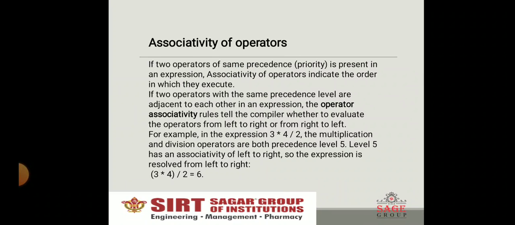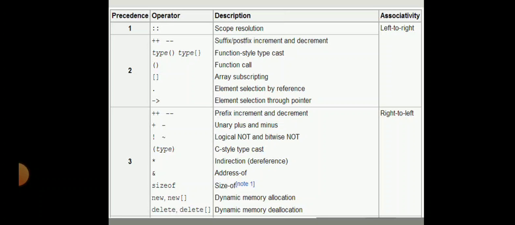In associativity, if two operators of the same precedence are present in the expression, then the associativity of the operator indicates the order in which they execute. It means when they have the same precedence, how can we decide which one will be executed first? So the associativity rule defines which one will be executed first. So these are the different types of operator that we use, and every operator has its own rule about which one will be executed first.